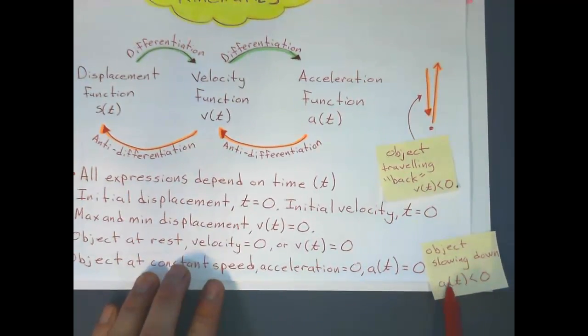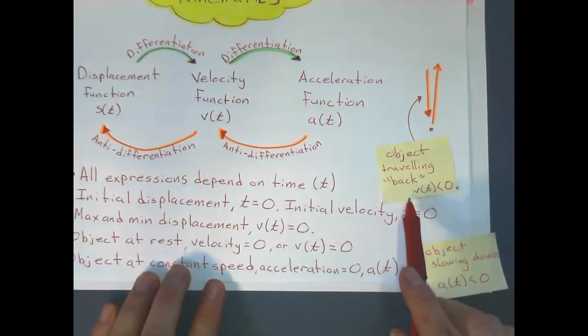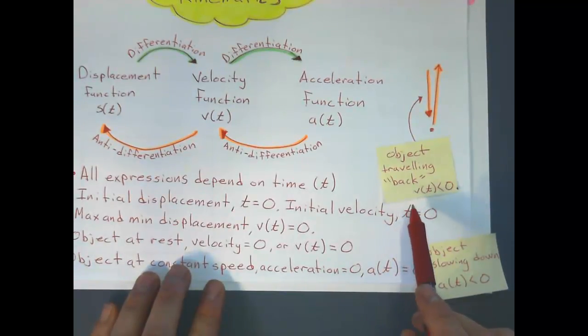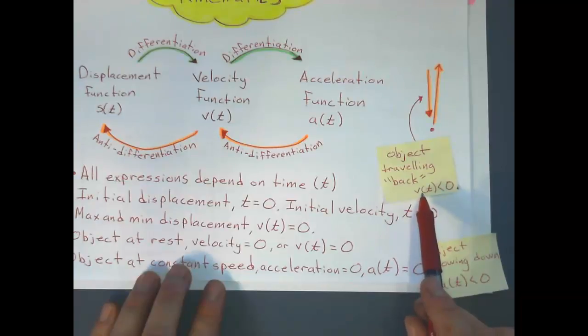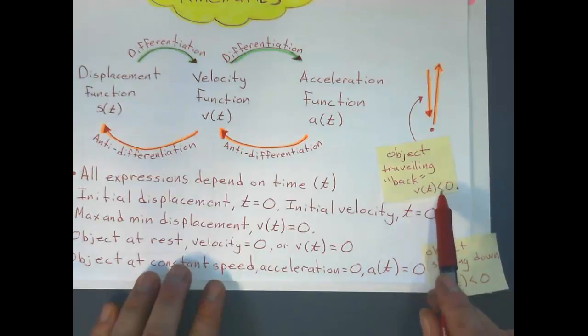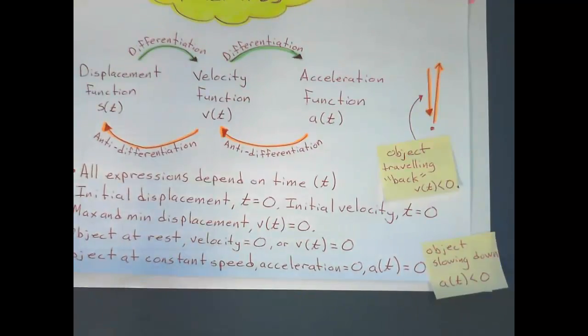If an object's slowing down, then acceleration is negative, or less than 0. And also if an object is traveling back to its initial position or its initial starting point, then our velocity is negative, because velocity depends on direction. If it's traveling back to its initial place, it's going to have a negative velocity. Okay, so now we'll do some problems.